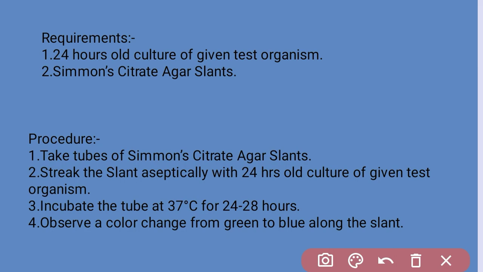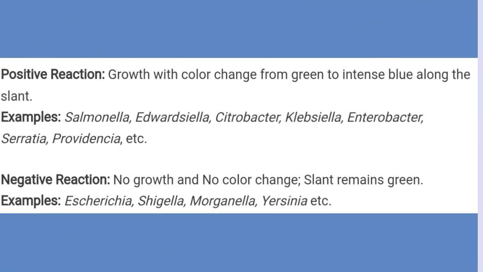Procedure: take a tube of Simmons citrate agar slant, streak the slant aseptically with a 24 hours old culture of the given test organism. After inoculation, incubate the tube at 37 degrees Celsius for 24 hours. After incubation, observe a color change from green to blue. If blue color formation is there, it is taken as the test is positive. Organisms like Salmonella and Enterobacter are citrate positive, whereas Escherichia coli is citrate negative.